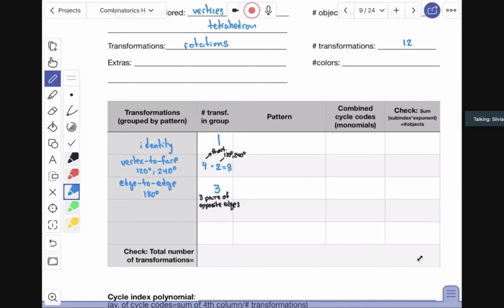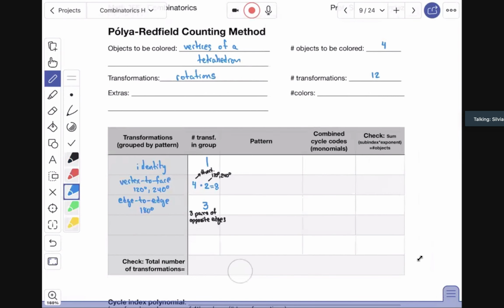And what are the patterns? Well, I'm coloring, and that's why I wanted to have this here. I'm coloring vertices. Okay, so I'm coloring vertices. I have 4 of them. I have the top and these 3. So I have four vertices. And so for the identity, as I said before, it's just going to be 4 different letters.